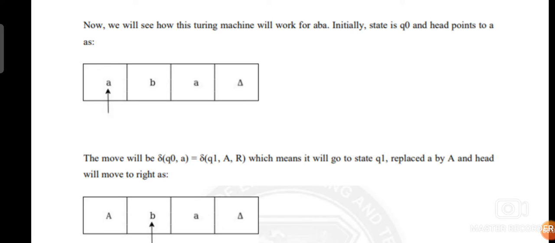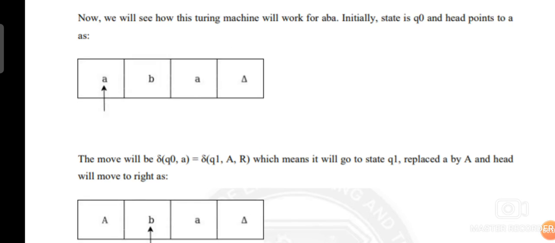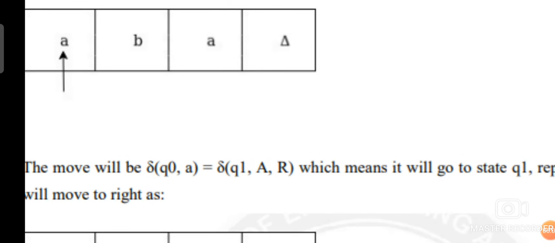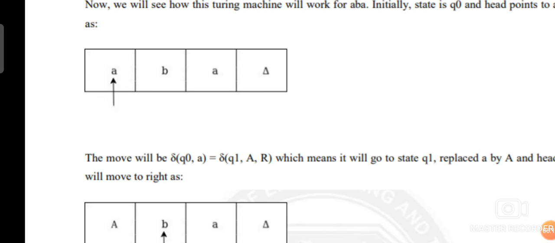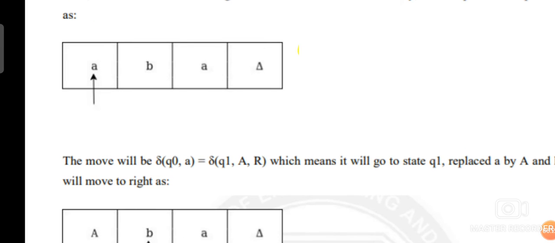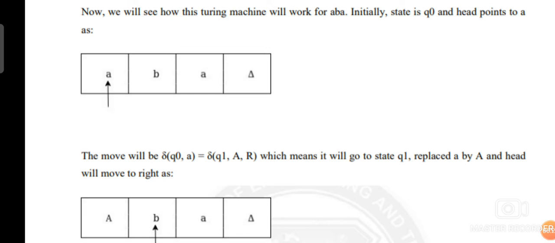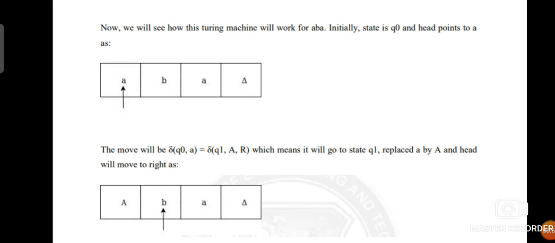Then the head pointer will move one cell to the right. That will be represented by the state transition function δ(Q0, a) = (Q1, A, R). That is, the system is changing from the state Q0 to Q1 by consuming the input symbol a from the tape, and in place of a, capital letter A will be written onto the tape cell, and the head movement direction is right. Now this will be the structure of the tape after performing the first state transition.